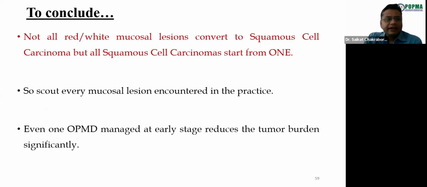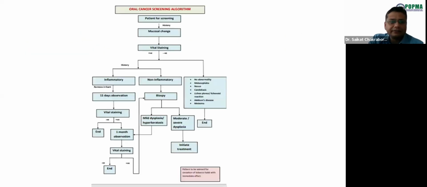This is one of my favorite lines when I'm dealing with red or white patches. Not all red or white patches in the mouth will convert to squamous cell carcinoma. There might be lichen planus, there might be inflammatory ulcers, but even one squamous cell carcinoma, if you're able to nip it in the bud, must have started from that mucosal lesion. So you scout for every red or white patch in the mouth, and maybe we take the tumor burden down. And even one OPMD managed at an early stage reduces the tumor burden significantly.